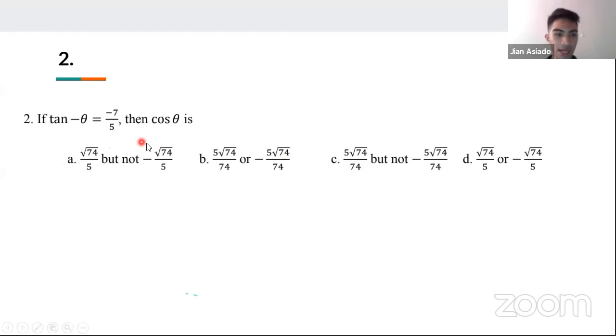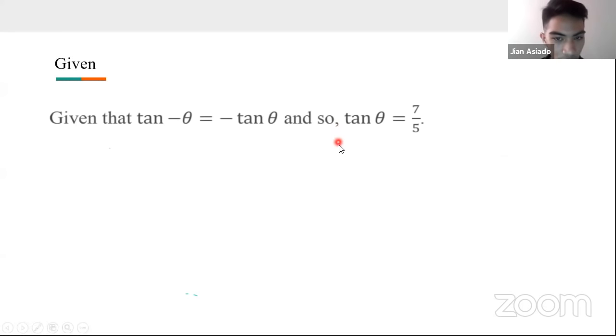So next naman, if tangent of negative theta is equal to negative 7 over 5, then cosine theta is, ayan, so si cosine theta, derived from this expression. Yun yung hinahanap. Okay, so for number 2, given tayo nito. So, this one, yung theta, ginawa siyang negative.